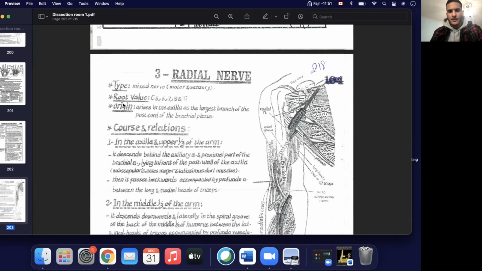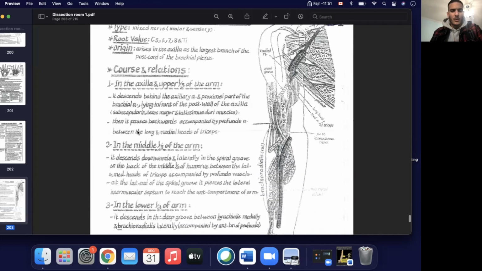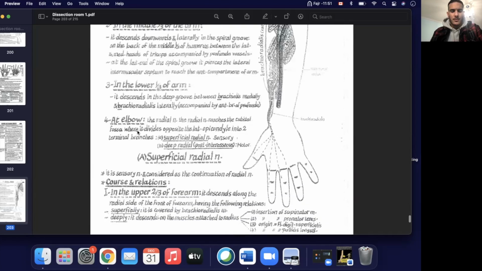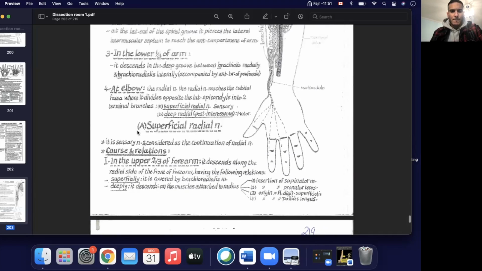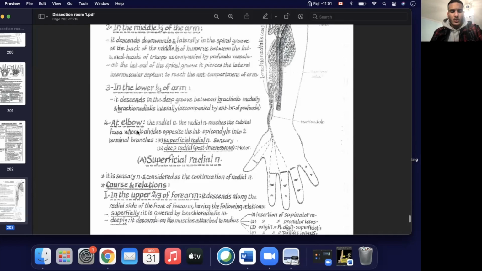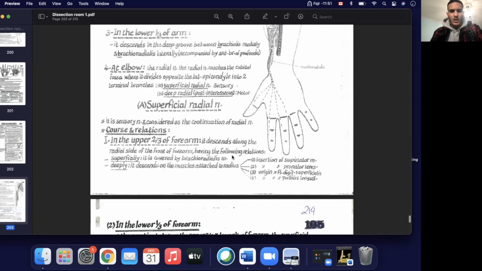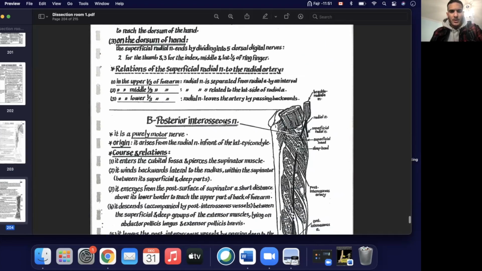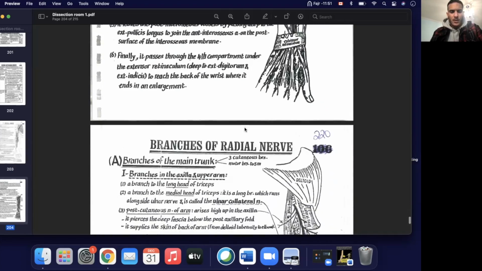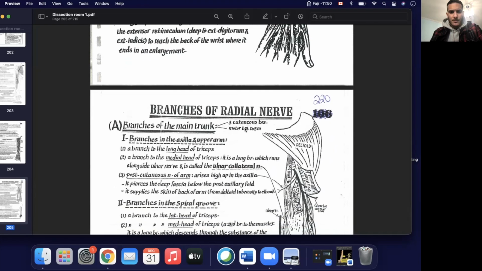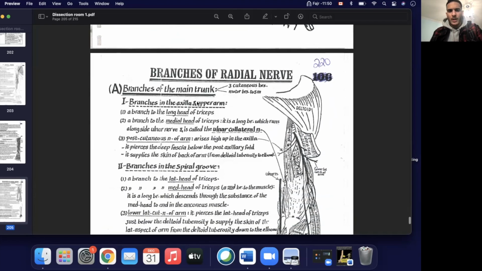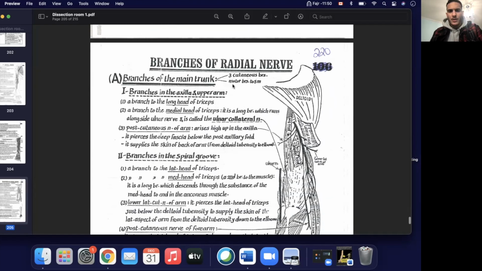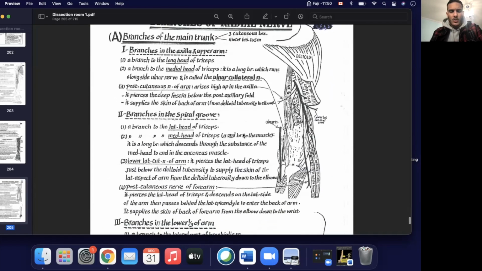The radial nerve arises in the axilla as the largest branch of the posterior cord of the brachial plexus, and the posterior cord also gives rise to the axillary nerve. This is the course, very nice and condensed. And so you also have branches of the radial nerve, a superficial one and a posterior interosseous. There are also branches from the main trunk: three cutaneous branches and motor branches, all mentioned here.